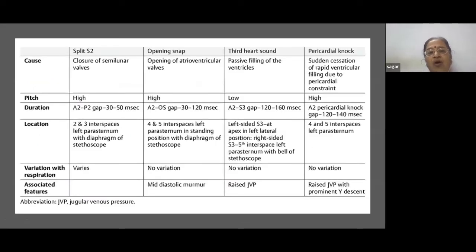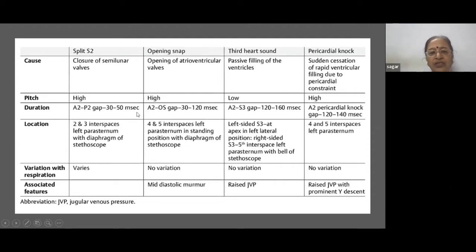Now, one of the questions often asked is how do you differentiate a split S2 from an opening snap, from a third sound, from a pericardial knock? If you look at all this, you know the cause of each. Split is because of closure of semilunar valves. Opening of the AV valve is the opening snap. Third heart sound is filling of the ventricles, and this is a pericardial knock. The pitch of everything is high except the third heart sound. The third heart sound is a dull sound. All the others are high-pitched sounds.